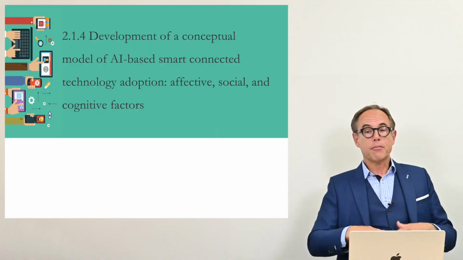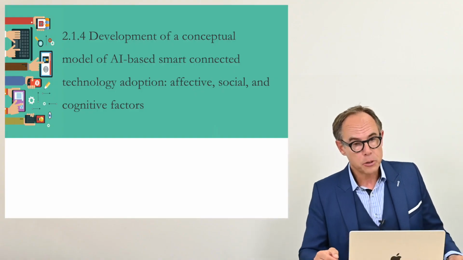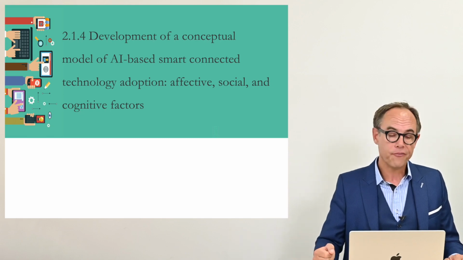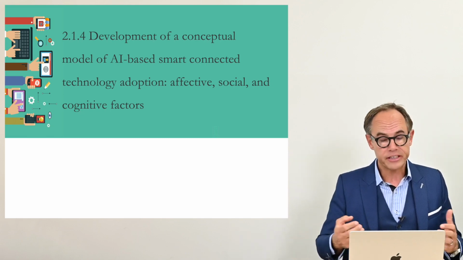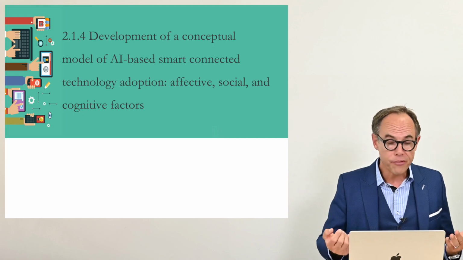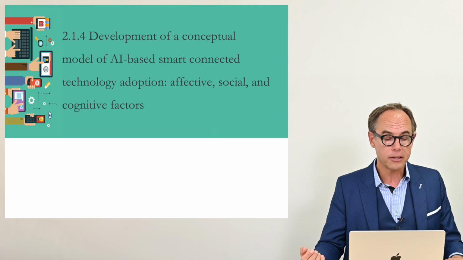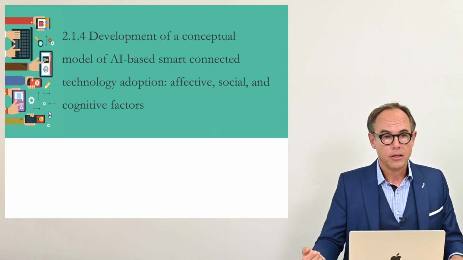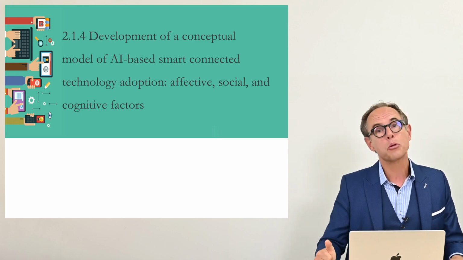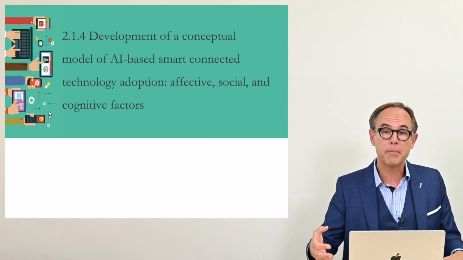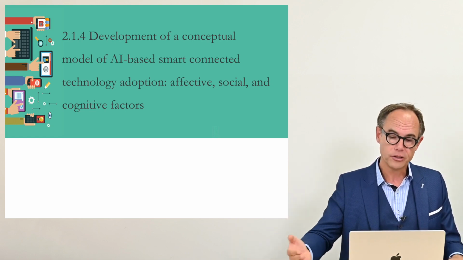So once we have established our theoretical managerial contribution, we start to do a literature review in order to find the relevant variables for the phenomenon, in our case technology adoption, which are affective, social and cognitive factors. To do that, we first of all do a literature review, as we have seen for the smart homes. This was an example, but you have to do that for your research.